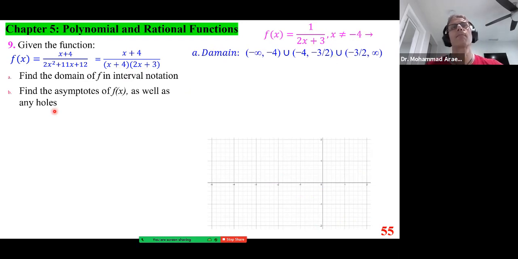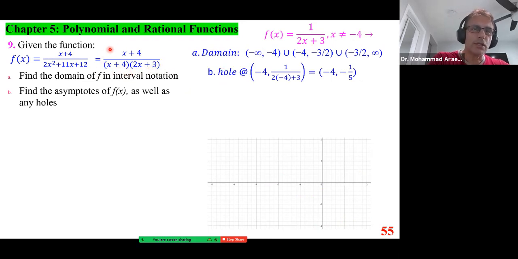Asymptotes and holes. As far as a hole is concerned, if we go back to this, what this really tells us is that because we have a common factor, that creates a hole, because x can't be a specific number, -4 for this one, but it can be for this one. So if you were to graph this function without paying attention to this, there is no hole there. But this means x can't be -4. Now you put in -4 and evaluate f of x, the y coordinate. That means at -4, -1/5, the graph has a hole.